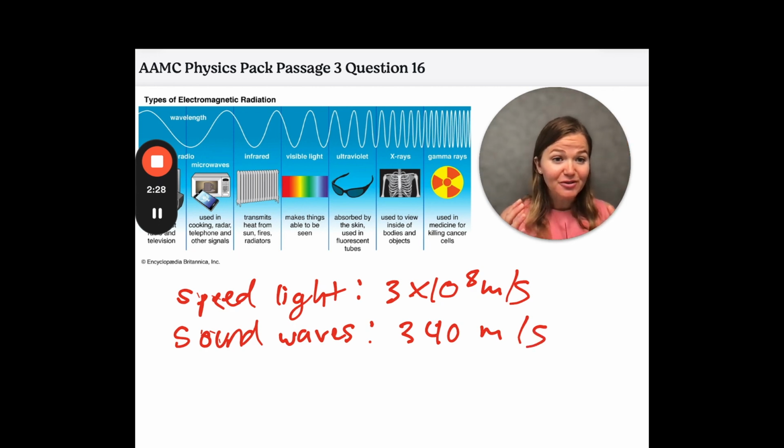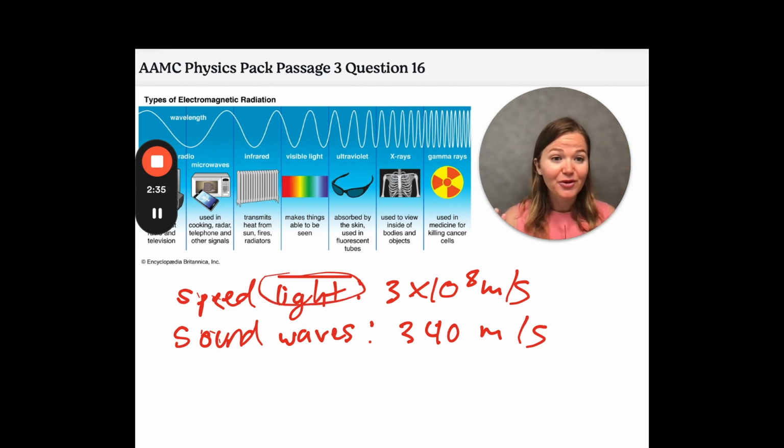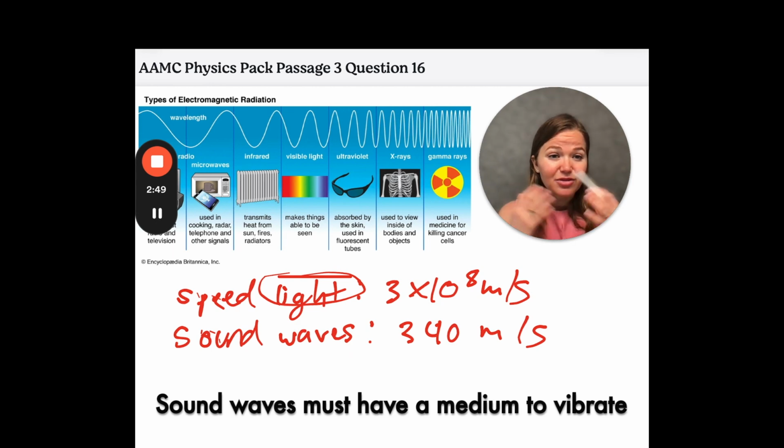Okay, so what do you notice? What kind of waves travel faster? Well, light waves travel a heck of a lot faster, many orders of magnitude faster than sound waves, right? And why is that? Well, light waves travel through a vacuum, like nothingness, so they always travel at the same speed. But sound waves can't travel through a vacuum. They need to travel through some kind of medium.